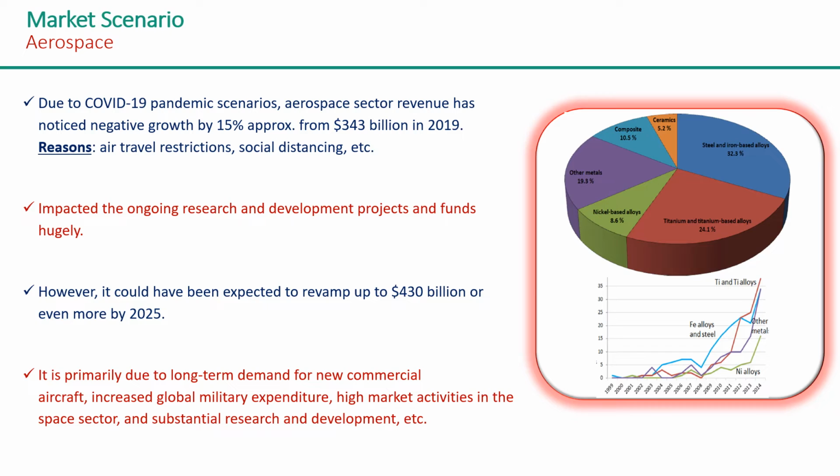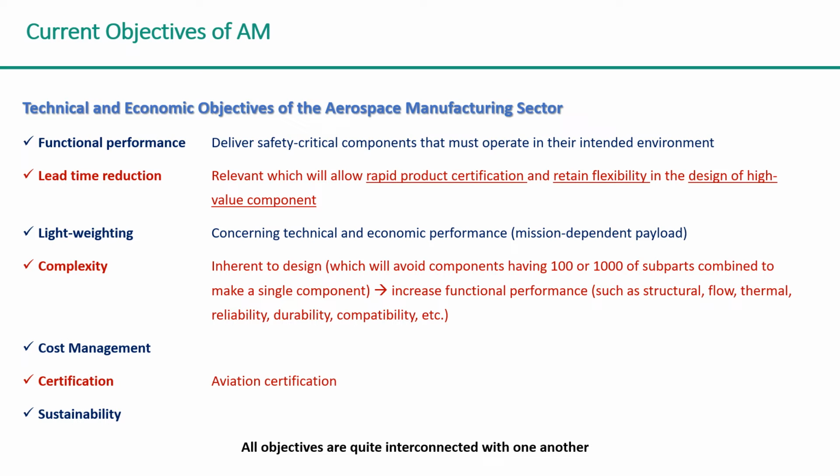Now, what are the current objectives of additive manufacturing? It's a few decades old technique now, but what are the current objectives? The current objectives are based on technical and economical perspectives. So it's functional performance and lead time reduction in the production line, and lightweighting of components in different sectors like aerospace, and we can directly produce very complex geometry. So complexity is also a highly demanded objective, and because of that the cost is reduced.